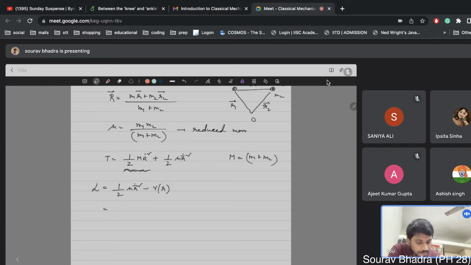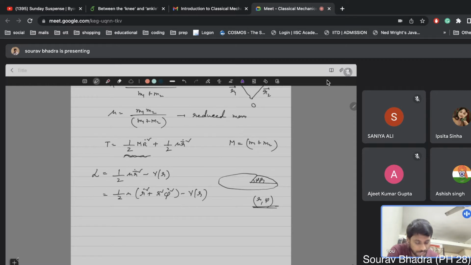And if we are considering a motion in a plane, with two coordinates r and phi, the plane polar coordinates, then the Lagrangian can be written as half mu times r dot square plus r square phi dot square, minus V of r. Okay, this already you have seen.